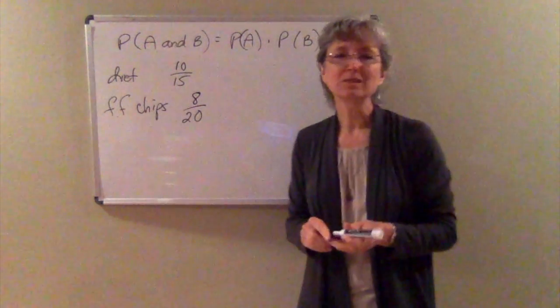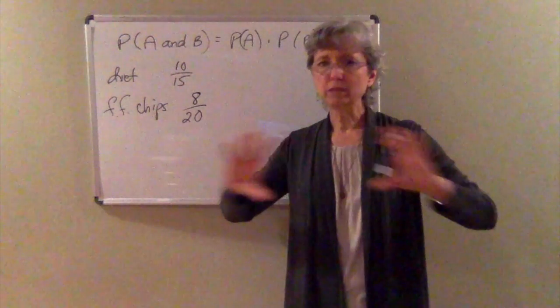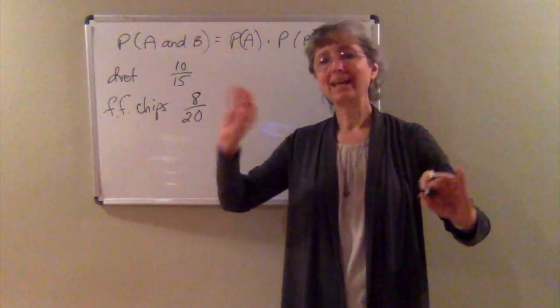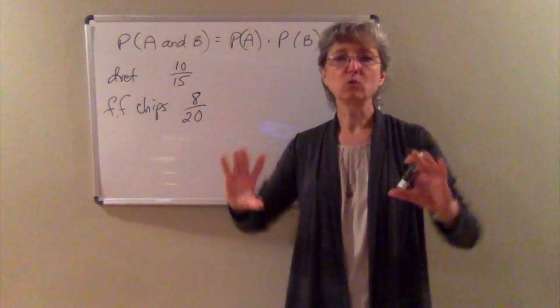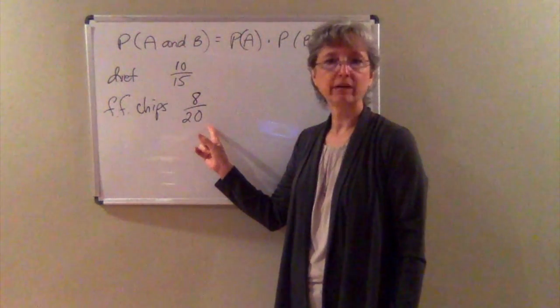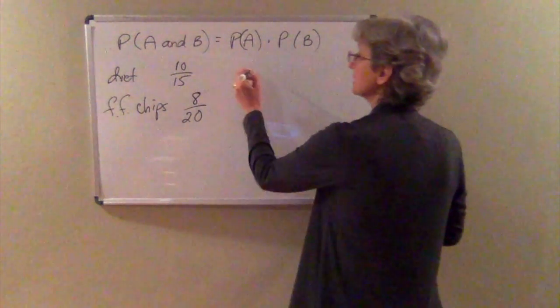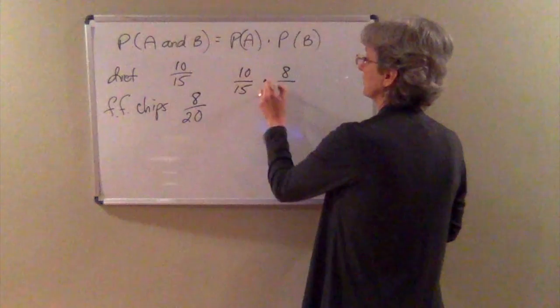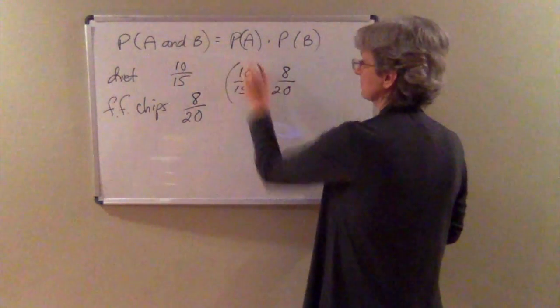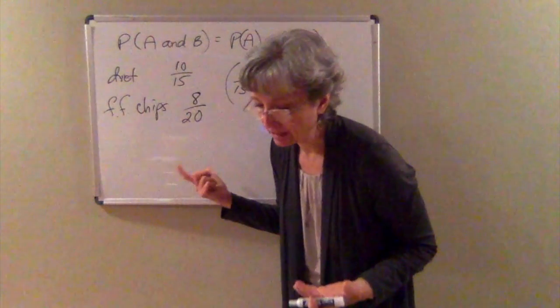Be careful, don't say 8 out of 12 because there's 12 regular. There's 20 bags of chips total. 8 of them are fat-free, 12 are regular. So it's 8 out of the 20, that's the probability of the fat-free chips. What you do is you multiply those. So 10 over 15 times 8 out of 20. Or you can obviously reduce and simplify, or you can just straight multiply them in your calculator.